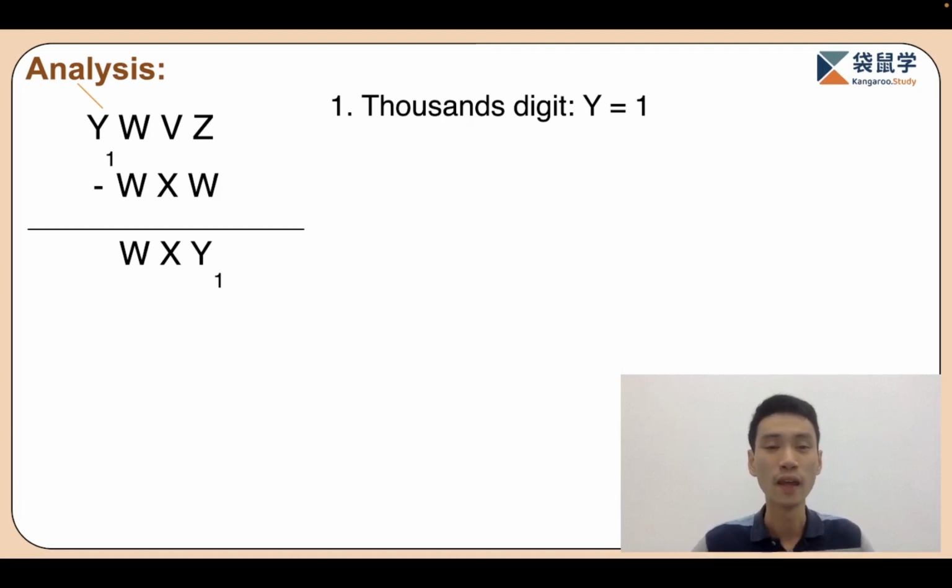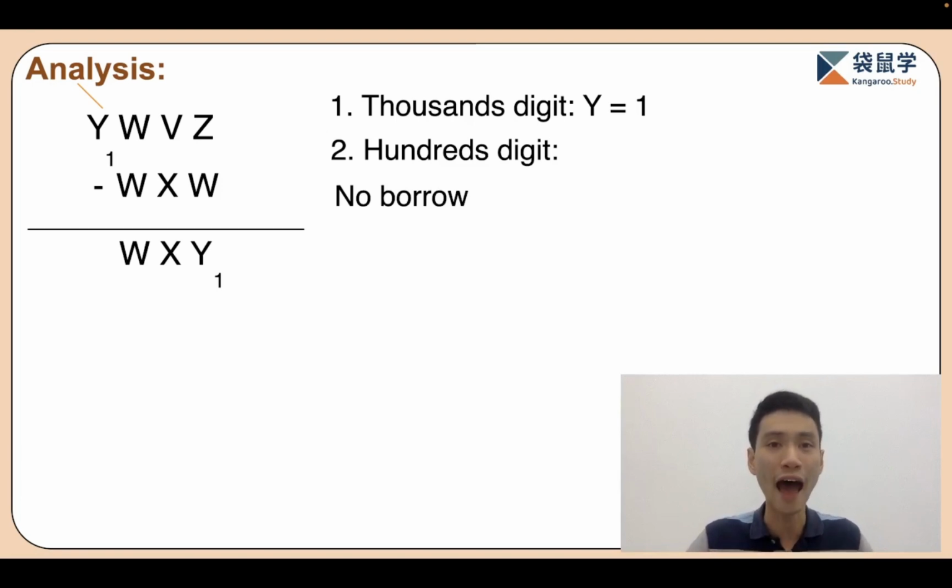Now let's continue. And where should we continue next? If you said the hundreds digit, then I would agree with you. Now why the hundreds digit next? Because we have the same letter W repeated in the hundreds digit. So it might be easier to continue there. Now what are the two situations we could have regarding the hundreds digit? We could have no borrowing to the tens digit, or we could have borrowing to the tens digit. So let's consider no borrowing first.